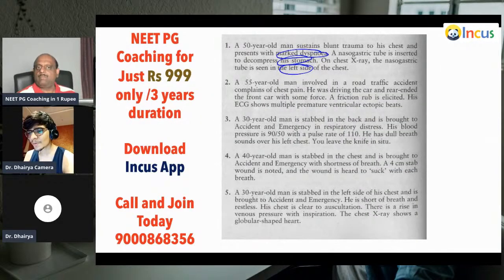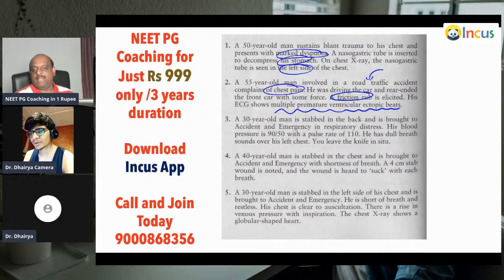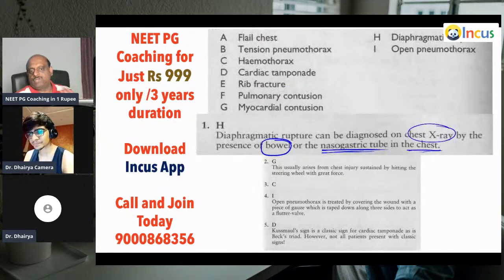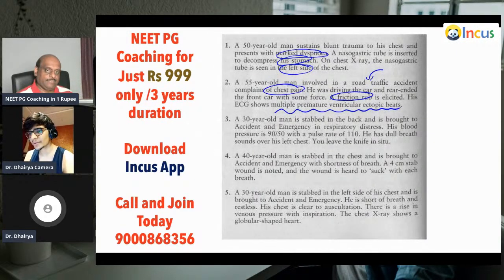Now, a 55-year-old man is involved in a road traffic accident and comes with chest pain. A friction rub is elicited. Multiple premature ventricular ectopic beats are found. So, what is your diagnosis? Especially with a friction rub and multiple premature ventricular beats in the backdrop of trauma. A friction rub is usually pericarditis, but in this patient with a history of trauma, it is more likely to be just an injury to the pericardium.